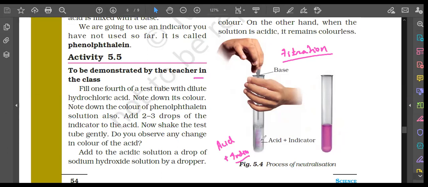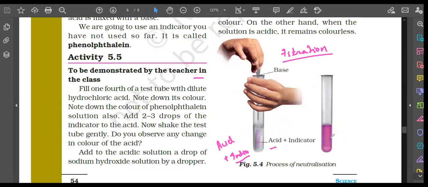I'm explaining, Manita. Suppose we have an acid plus some indicator. It would be red in color, yes or no? Tell me. Initially, if you don't add anything, if your acid plus indicator, it will be red in color.